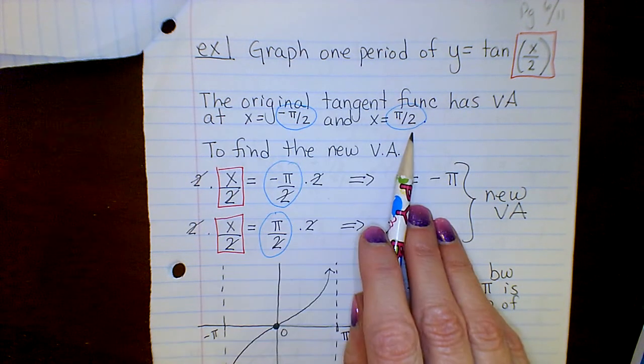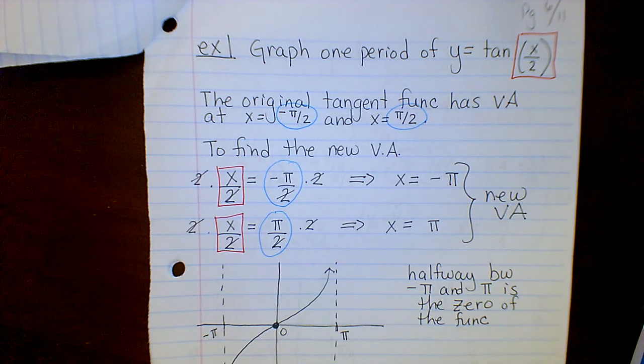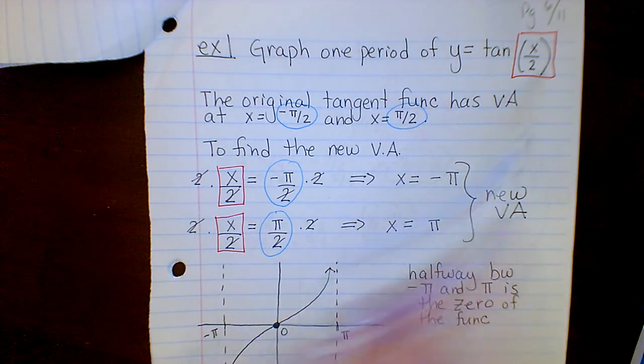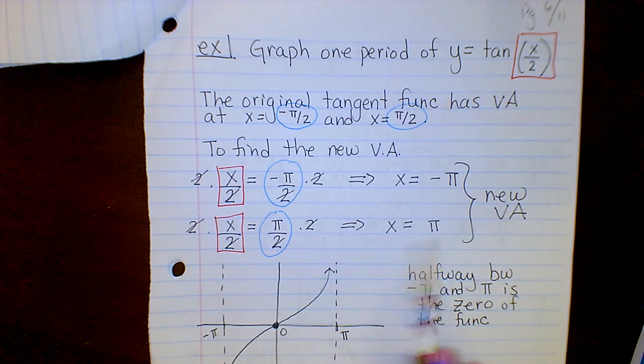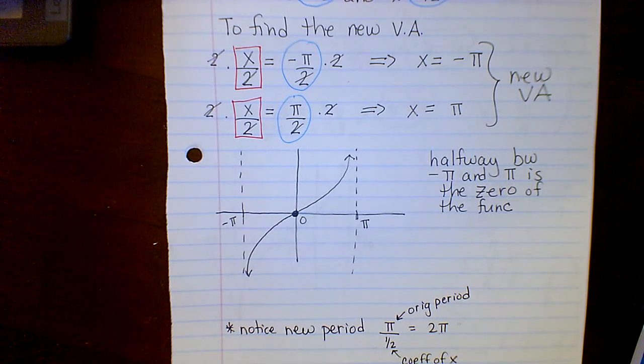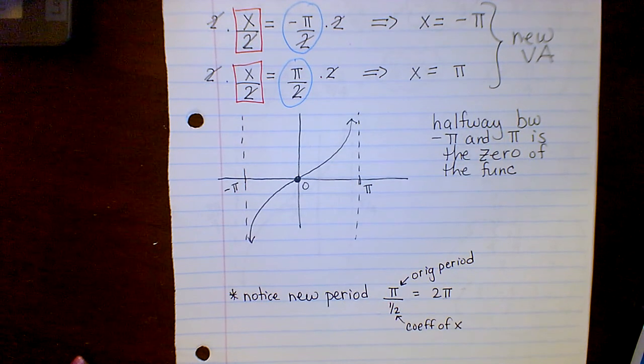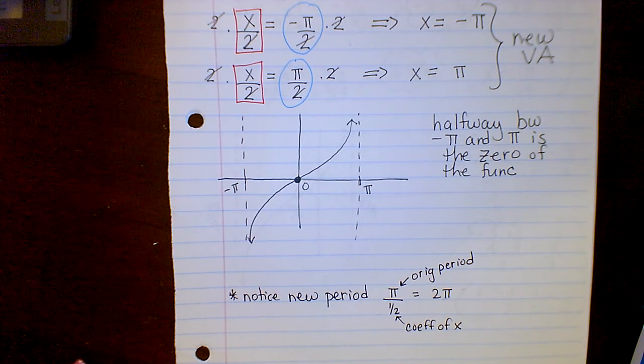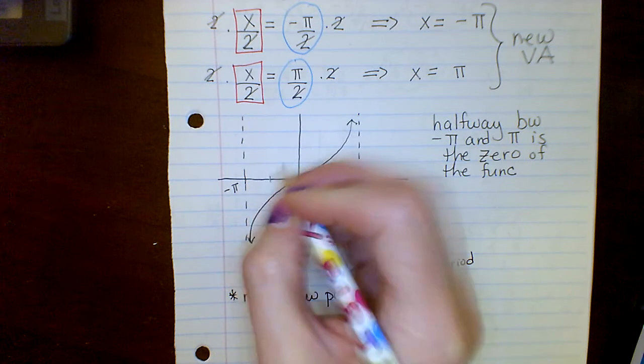All right, so I did draw this out a lot prettier, a lot more color-coded here. So you take those original vertical asymptotes for the tangent function and you set that argument equal to those. You solve those two equations. That gives you the brand new vertical asymptotes. And then of course you can play the halfway game to get the 0. You don't have to do the stuff that we did with the sine and the cosine, where we did the whole 2 pi over b to get the new period. If you wanted to, the original period was pi, and that coefficient of x is 1/2, so you do get a stretched out period.